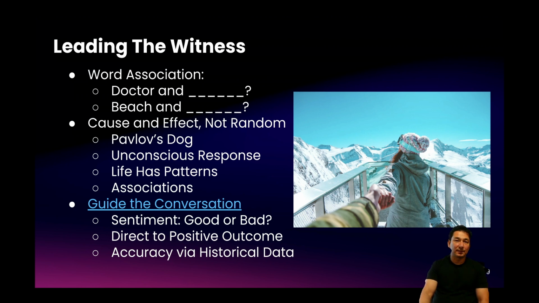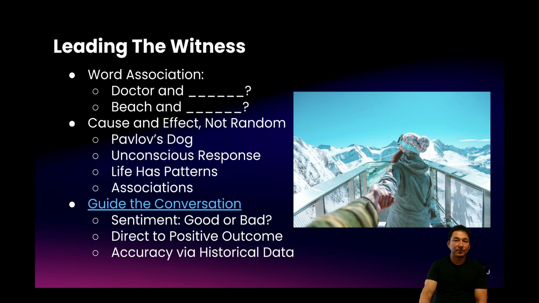Why is this important? Why do we care? What we're describing is cause and effect. We understand that there's a causal relationship between person, places, and things, and they're not random. There are many science experiments that have proven this, such as Pavlov's dog. There are many psychological studies that show we have unconscious responses to external stimuli. And generally speaking, we know that life has patterns out there in the world.